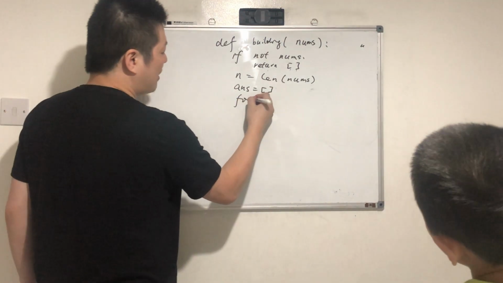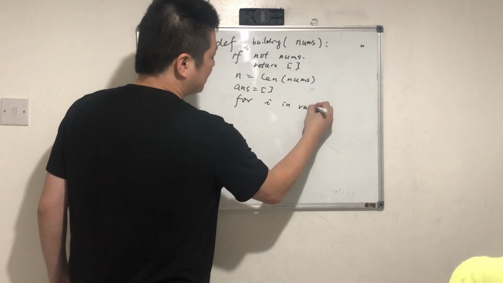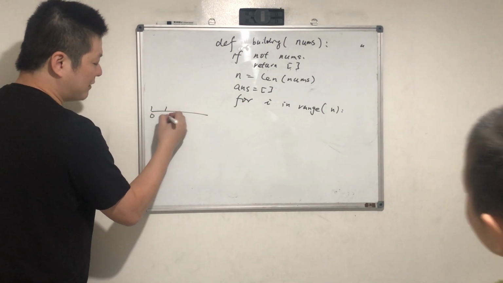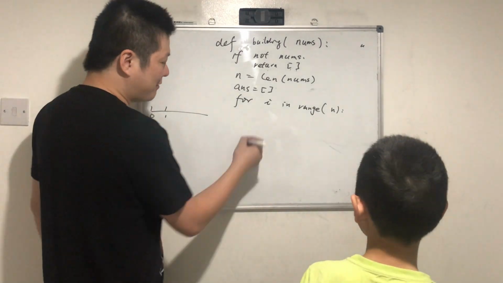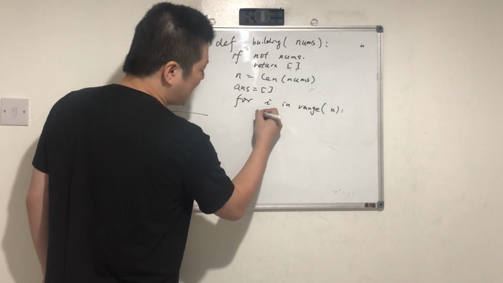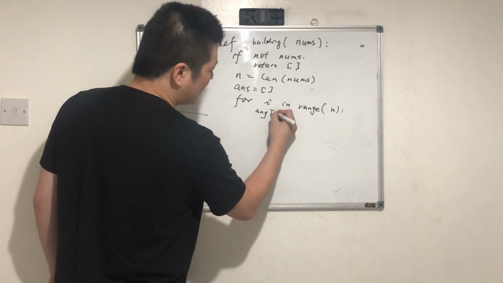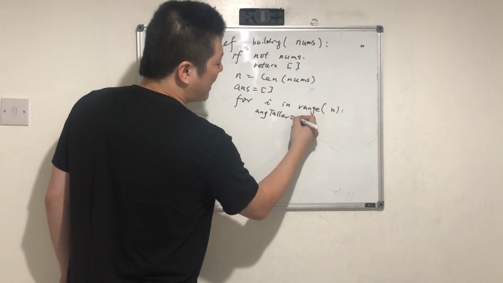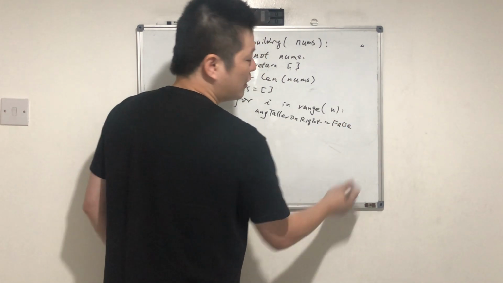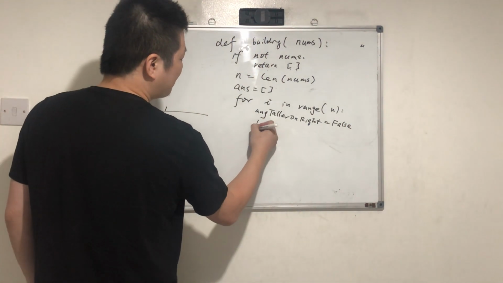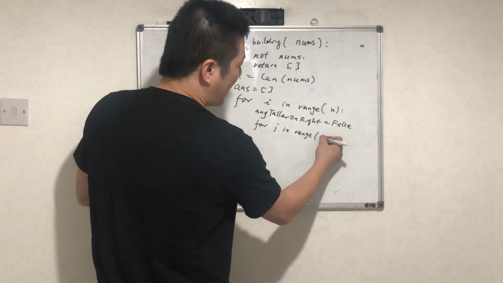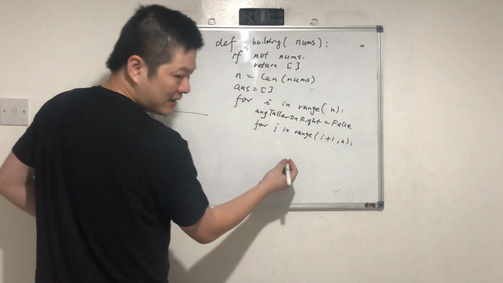So for i in range n, we're iterating over the building index. Then we need to find it. Let's create any_taller_on_right and set it to false. This is the boolean, true or false. Then for j in range, let's start finding on the right, which is i plus 1 to n.